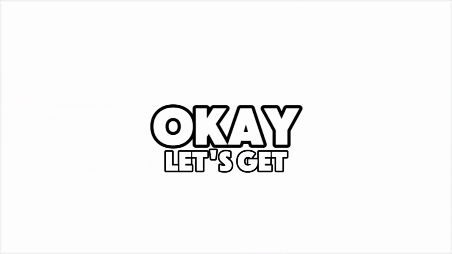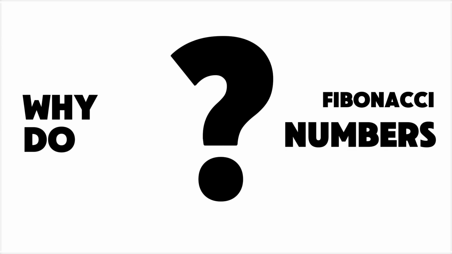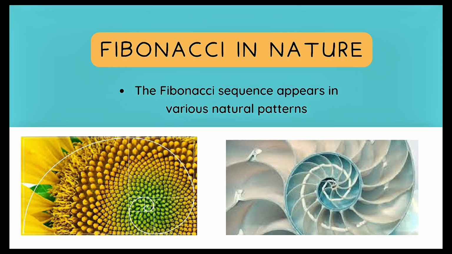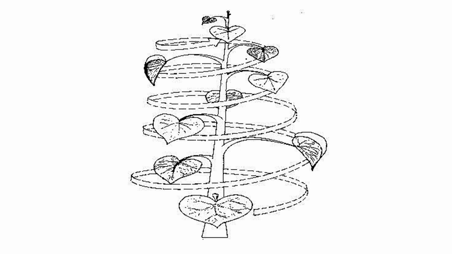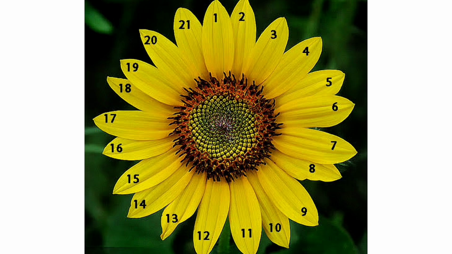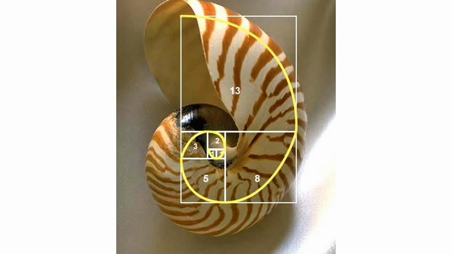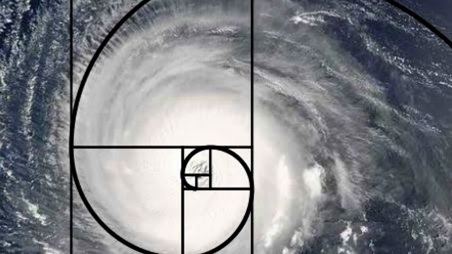Okay, let's get to the big question. Why do Fibonacci numbers show up everywhere? What's really interesting is that the Fibonacci sequence shows up in nature. You find it in the arrangement of leaves around the stem, the number of petals on some flowers, the spiral of shells, pine cones and sunflowers, even hurricanes and galaxies.